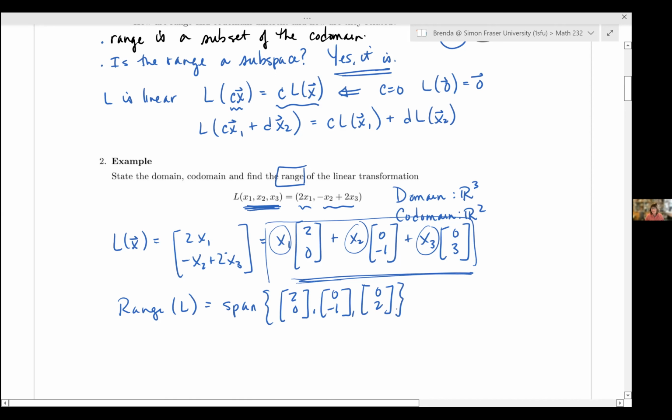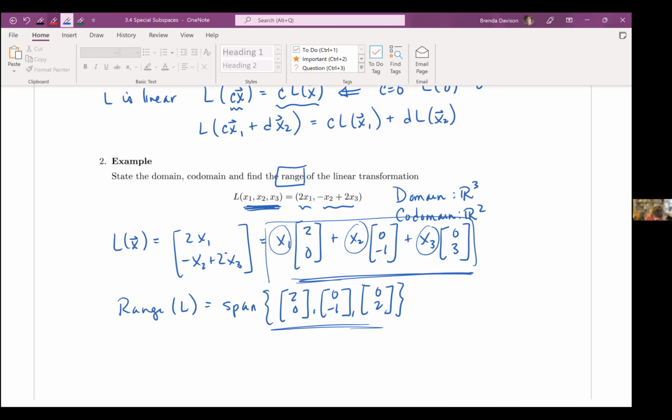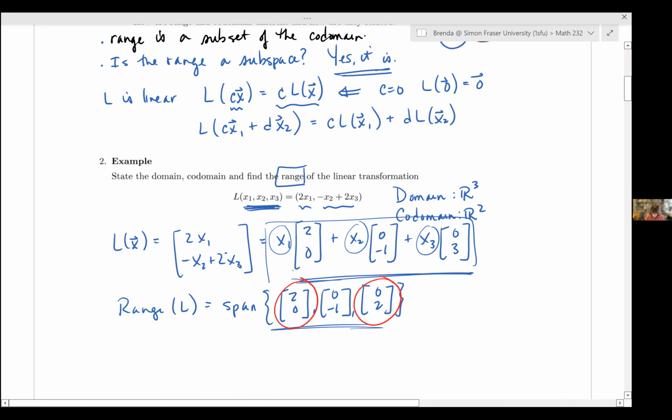Now I ask the question that we've been asking before: what subspace is this? It's a span of something. We know it's a subspace. What subspace is this? Well, we've got 3 vectors in R2, so we clearly don't even need that many. I can quickly see that there are 2 of them in here that are linearly independent. For example, this one and this one are linearly independent. So there are 2 linearly independent vectors in R2. So the span here is R2.